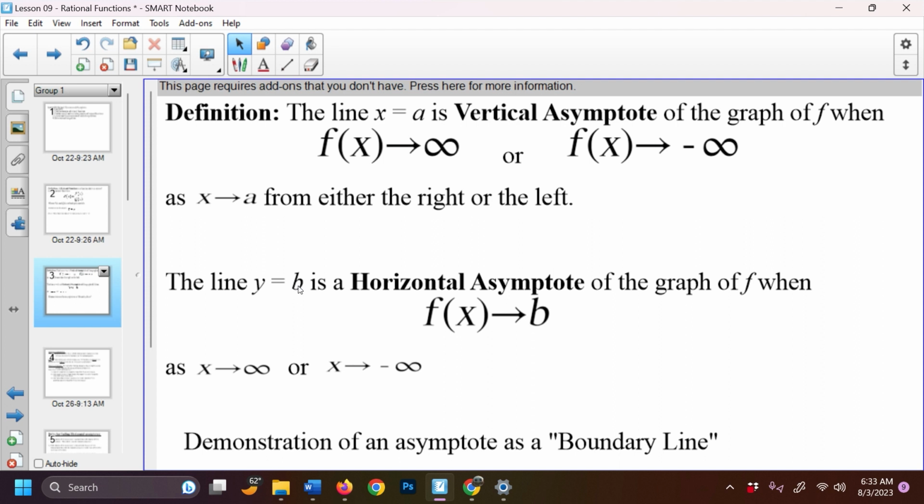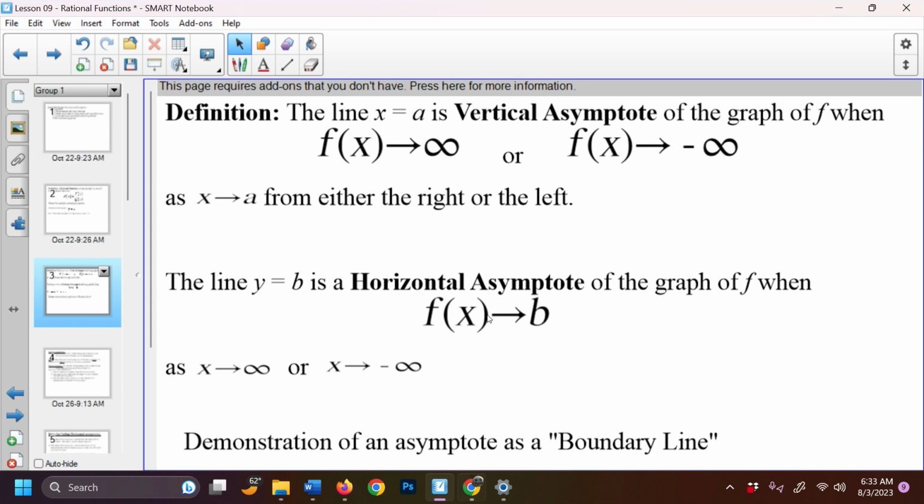The line y is equal to b, and remember, y equal to b is going to be a horizontal line. The line y equals b is a horizontal asymptote of the graph of f when f of x goes to b as x goes to infinity or as x goes to negative infinity. So as the x values get infinitely large, either positively or negatively, the function tends to go to a single value. And again, we're thinking of an asymptote as a boundary line.